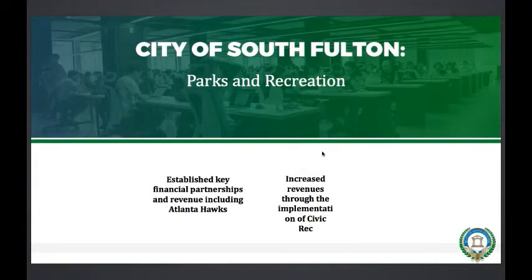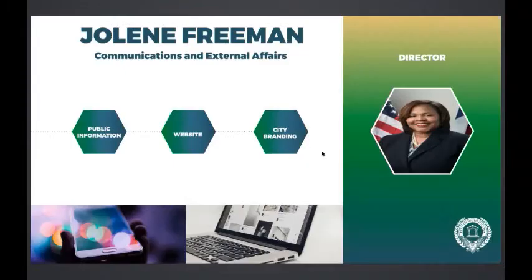Some of the key accomplishments for our Parks and Recs department: we established key financial partnerships and revenue with the Atlanta Hawks to be able to increase funding revenue to be able to enhance some of the facilities that we have. And also, we increased our revenues through implementation of Civic Rec, which is the portal by which individuals engage with our Parks and Recreation Department, whether it be registering for some of the activities or just to go in and pay fees. But Civic Rec has proven a good system for us to be able to track our revenue as well as engage with our constituents.